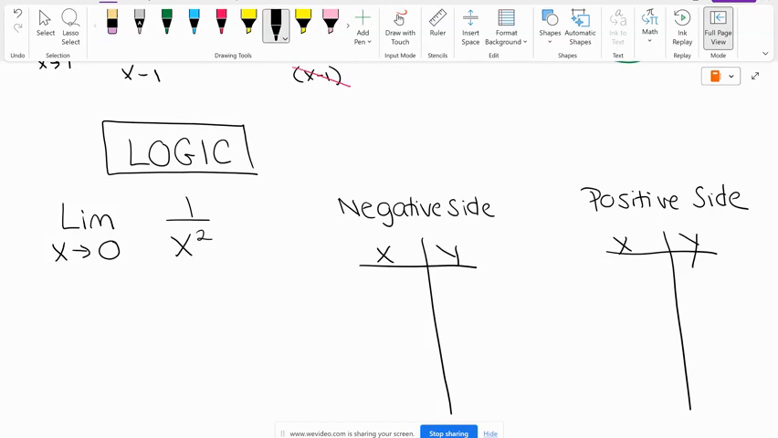So we want to get closer and closer to 0, right? If this is our number line, here's 0. We want to get closer to 0 from the negative side, and we want to get closer to 0 from the positive side. Do we agree on that?